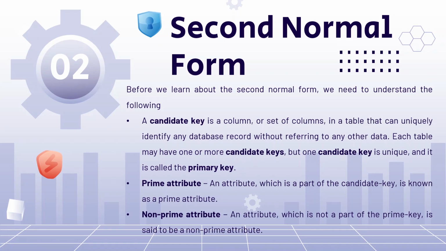Next is about the prime attribute and non-prime attribute concept. In the candidate key, we have already said that a set of attributes can be a candidate key. In that, an attribute that is part of the candidate key is called a prime attribute, and one that is not part of the candidate key is called a non-prime attribute. That means if in a relation there are x, y and z as attributes, and if x and y together are a candidate key, then x is a prime attribute, y is a prime attribute, whereas z is not a prime attribute.